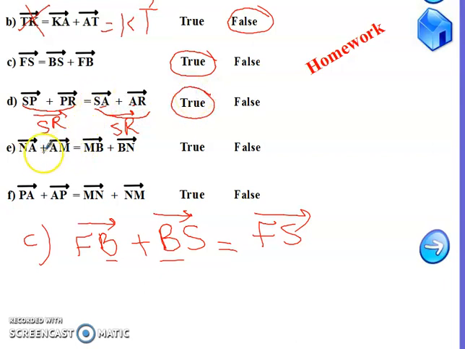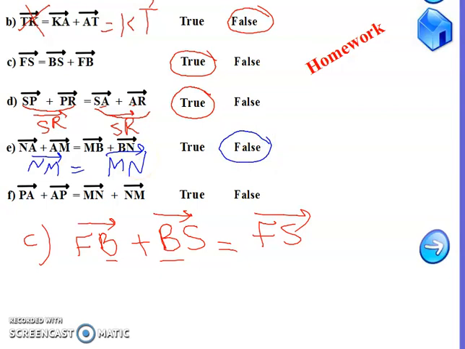Part E, vector NA plus vector AM. Their sum using Chasles's rule is vector NM, and here their sum using Chasles's rule is equal to vector MN. Is it true that vector NM equal vector MN? Of course not, they have different sense, they are opposite vectors, they are not equal, so it is false.